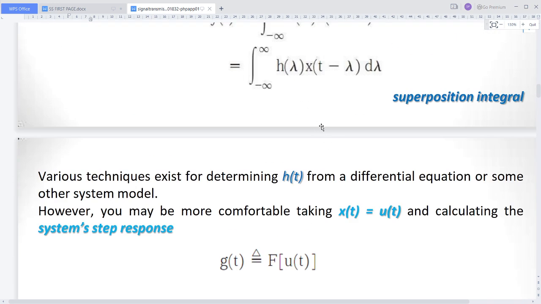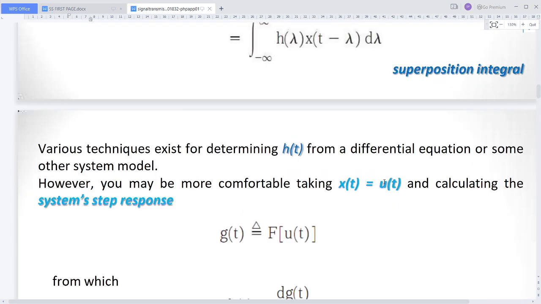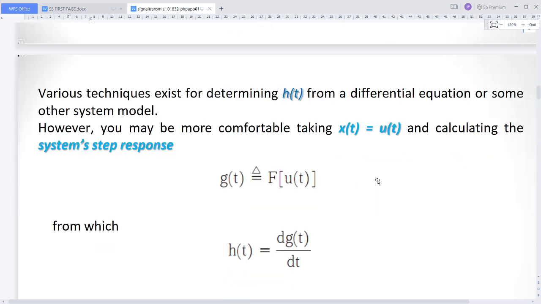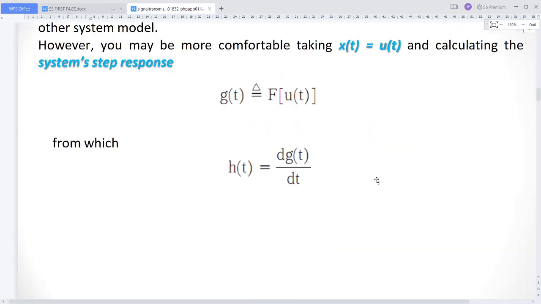Now we have to calculate the h of t from the differential equation or some other system model. Now we are going with the one function. However, you may be more comfortable taking x of t equal to y of t and then calculating the system step response. Now I am going with the system step response.